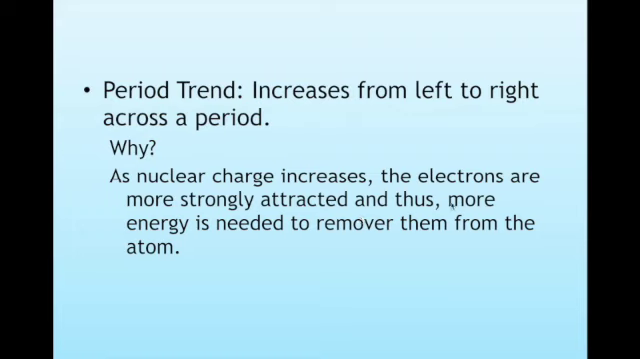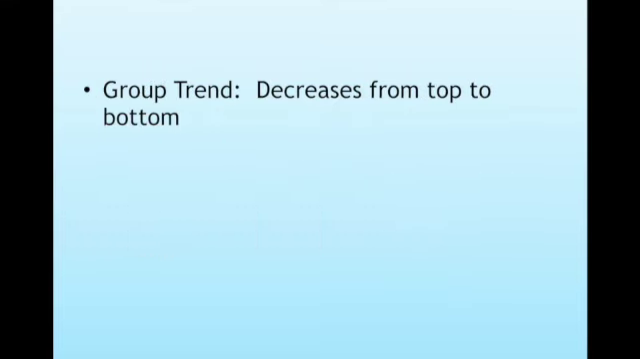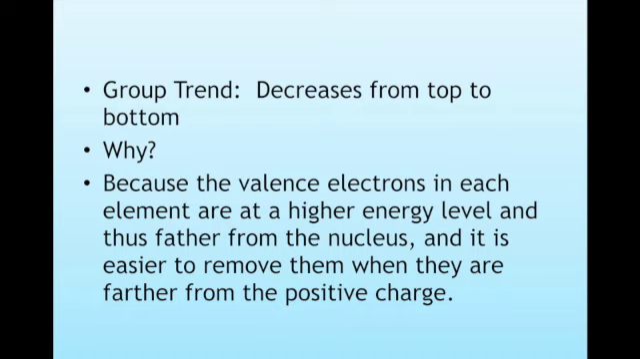All right, also, what we just talked about, nonmetals really want to gain an electron. They don't want to lose any of the ones they have. They're so close to getting 8, it's much easier for them to just gain 1 more. All right, group trend: it's going to decrease from top to bottom. Why? Because valence electrons in each element are at a higher energy level, and thus further from the nucleus. And it's easier to remove them when they are further from the positive charge.